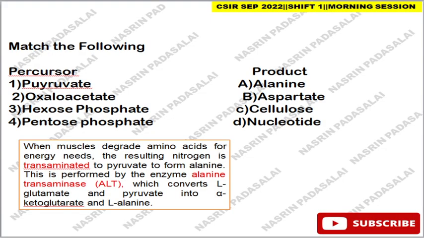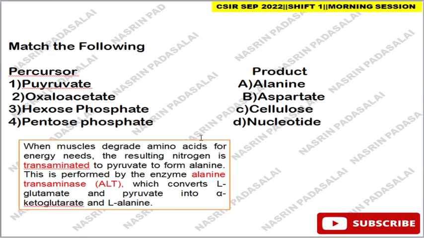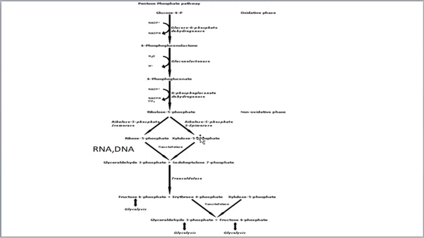Okay, and next is hexose phosphate. For hexose phosphate I couldn't get any article, but in one article published in 1957, they mentioned the role of hexose phosphate in the synthesis of cellulose by Acetobacter xylinum. If you want more in-depth analysis, you can go through it. And the pentose phosphate pathway acts as a precursor for the formation of nucleotides. If you remember the pentose pathway, it gives rise to ribose 5-phosphate, which is a basic structural unit of nucleotides forming RNA and DNA.